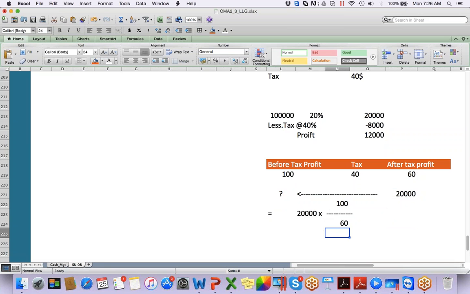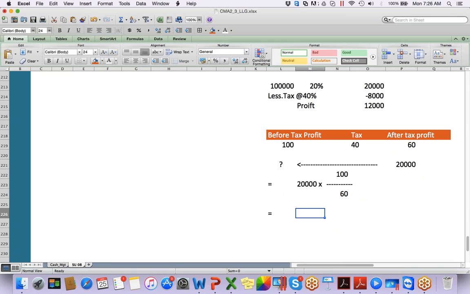100 divided by 60. Now can I write it like this? 20,000 divided by 60 over 100. Instead of this, you can calculate and let me know the amount here, how much I will get. And I'll give you one more: 20,000 divided by, just simply, the same 100 minus 60. I'm writing it like this: 100 minus 60.